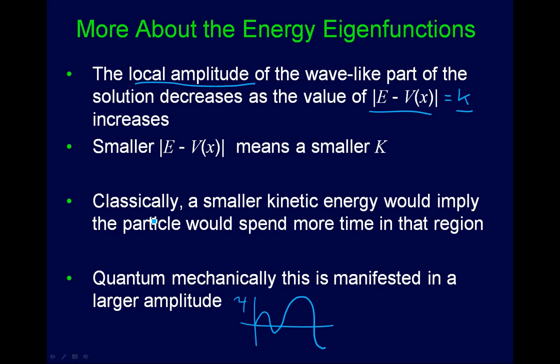All right, now what does that mean? Well, classically, a smaller kinetic energy implies that the particle would spend more time in that region. If you're going slower, you're going to spend more time than if you're going faster. And so quantum mechanically, this is manifested in a larger amplitude. Okay, so there'll be a larger amplitude in the places where my kinetic energy is smaller. And this is a manifestation of this idea that classically you'd be spending more time there.